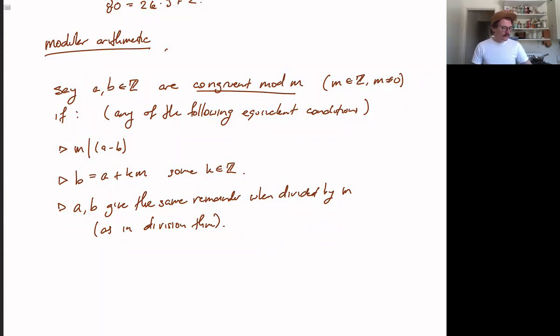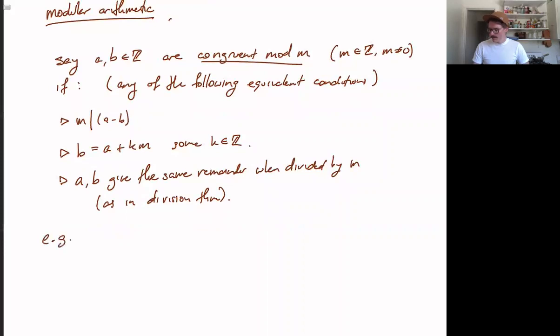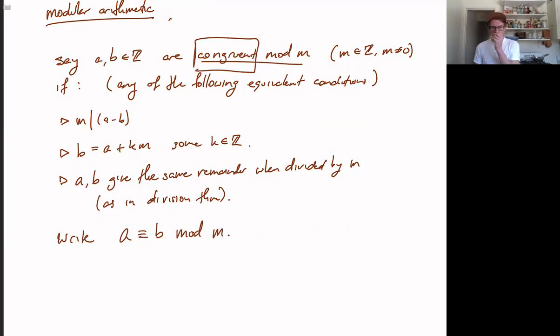But let's illustrate this with some examples. Oh, and I should say, we write a triple equal sign b mod m. And a quick note: congruent is just a word that means things are somehow the same. So they agree with each other. This part, I don't have as good of an explanation for.